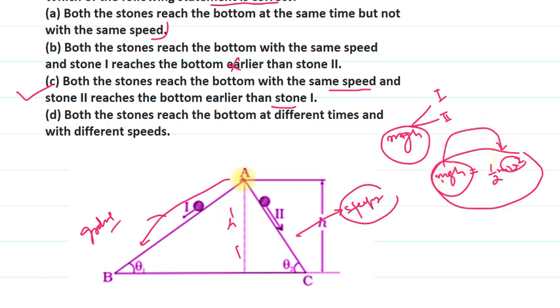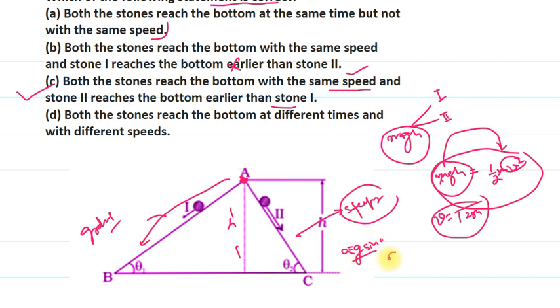For both stones the top, point A, is the same, at height h, so both have the same initial potential energy, which is transformed into half m v square. From here, the answer for v is simply root 2gh. So both reach the bottom with the same speed, but now why does stone 2 reach the bottom earlier than stone 1? Because this plane is steeper, and the acceleration is a equal to g sine theta.